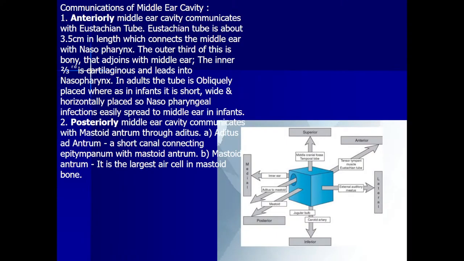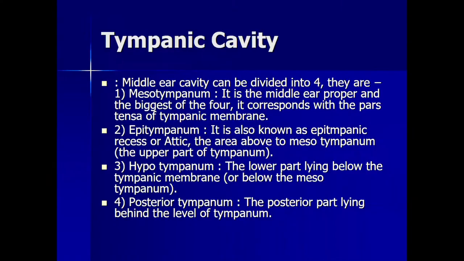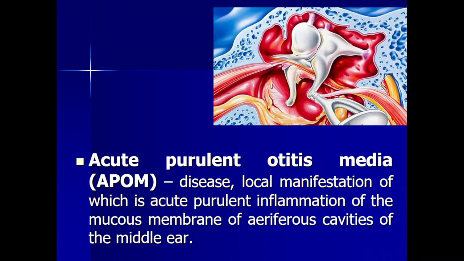Posteriorly, the middle ear cavity communicates with the mastoid antrum through the aditus. Aditus ad antrum, a short canal connecting the epitympanum with the mastoid antrum. The mastoid antrum is the largest air cell in the mastoid bone. So, acute purulent otitis media is a disease, the local manifestation of which is acute purulent inflammation of the mucous membrane of the air-bearing cavities of the middle ear.